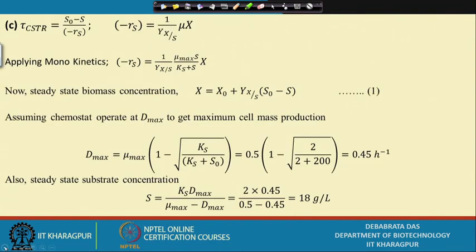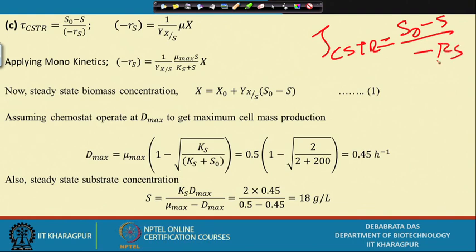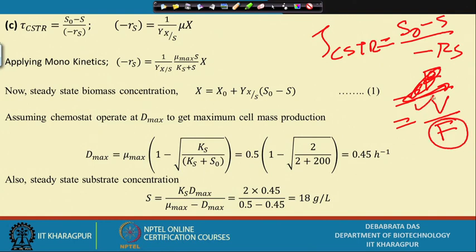Now the third problem that we have is to find out the volume of the reactor. How can we find out the volume of the CSTR? Remember, in a CSTR we first have to find tau CSTR. What is tau CSTR? Tau CSTR equals S0 minus S divided by minus RS. Am I right? Once you know that, this is equal to V by F. Now if you know the volumetric flow rate, then you can find out the volume of the reactor.